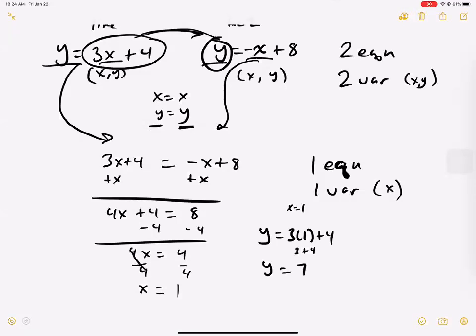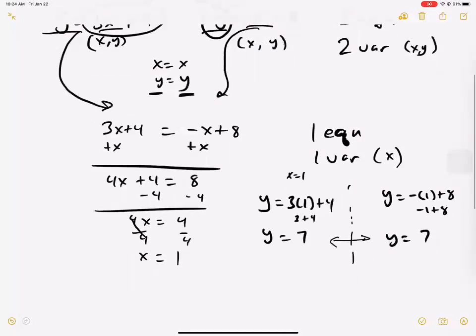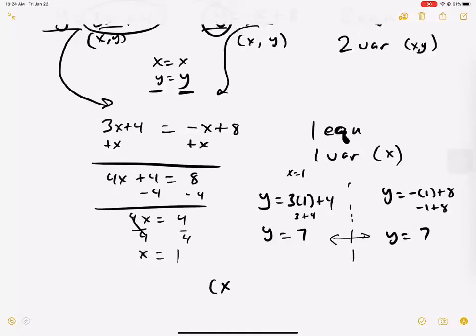Now, what if I use the second equation, line 2? If I did line 2, y is equal to negative 1 plus 8, and negative 1 plus 8 becomes y is equal to 7. And please notice that these y values were exactly the same. So it doesn't matter which equation you plug it back into. They're both going to give you the same answer. Now the full solution to this is x and y is 1 comma 7. That is the point where they meet.